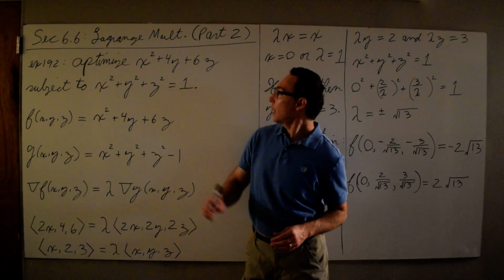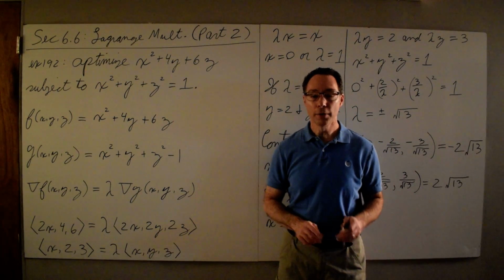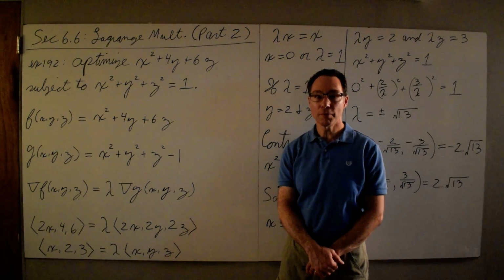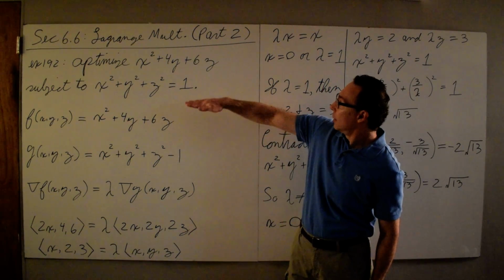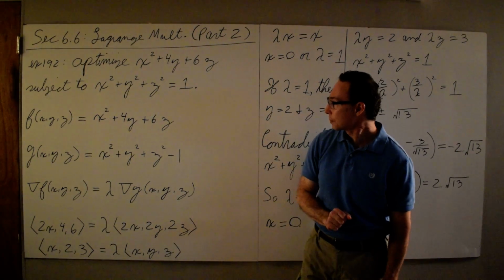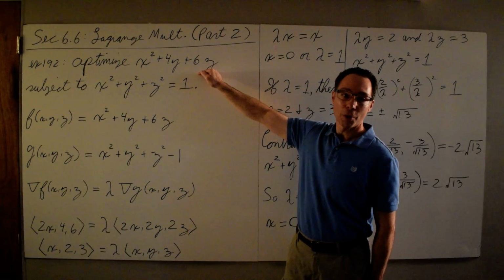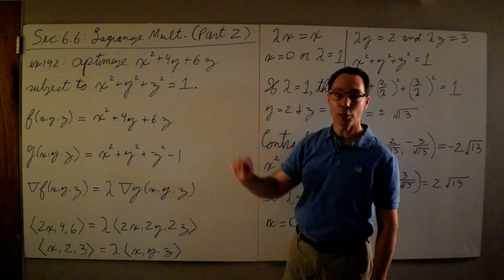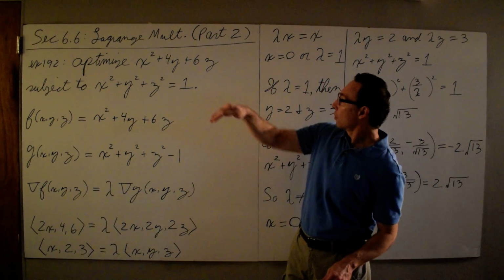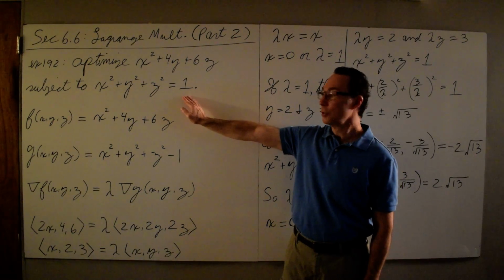This is the second video on section 6.6, Lagrange multipliers. In this video we're going to use Lagrange multipliers to find the max and min value of a function subject to a constraint. In the notes it says maximize, but I wrote optimize here. So instead of finding just the maximum value, we're going to find the maximum and the minimum. We're going to optimize this expression subject to this constraint.